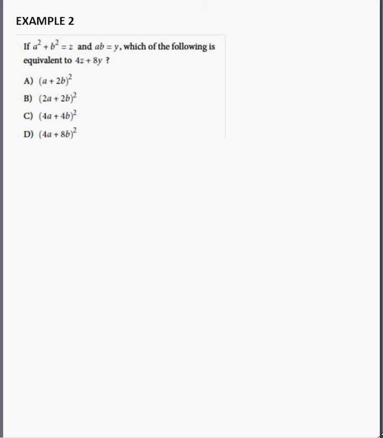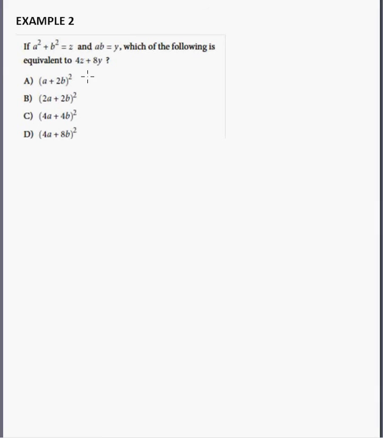Okay, let's take a look at example 2. It looks very interesting, but they gave you a squared plus b squared is equal to z and ab is equal to y. Which of the following is equivalent to 4z plus 8y?